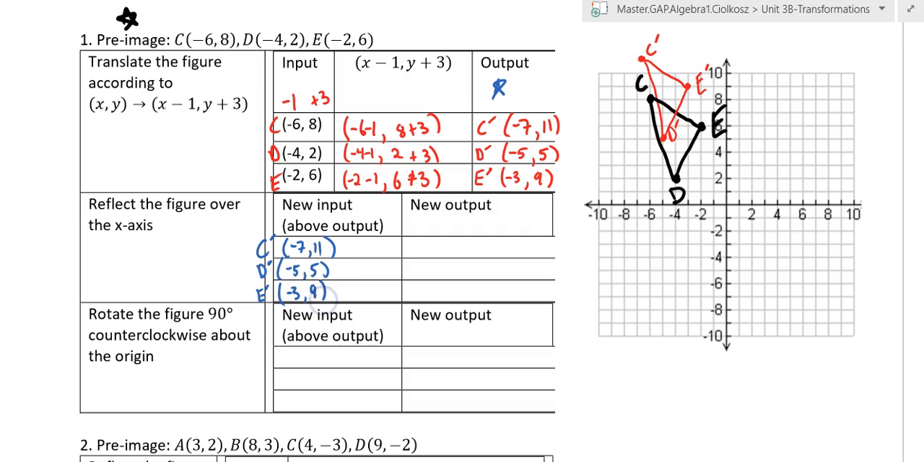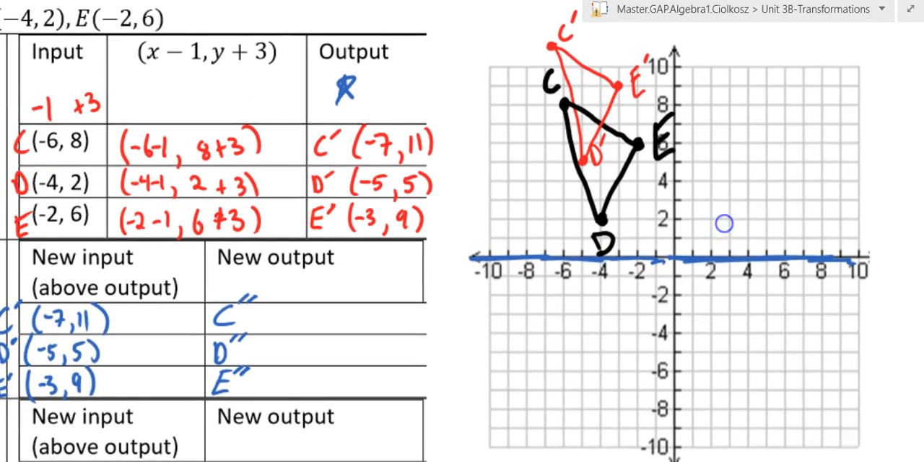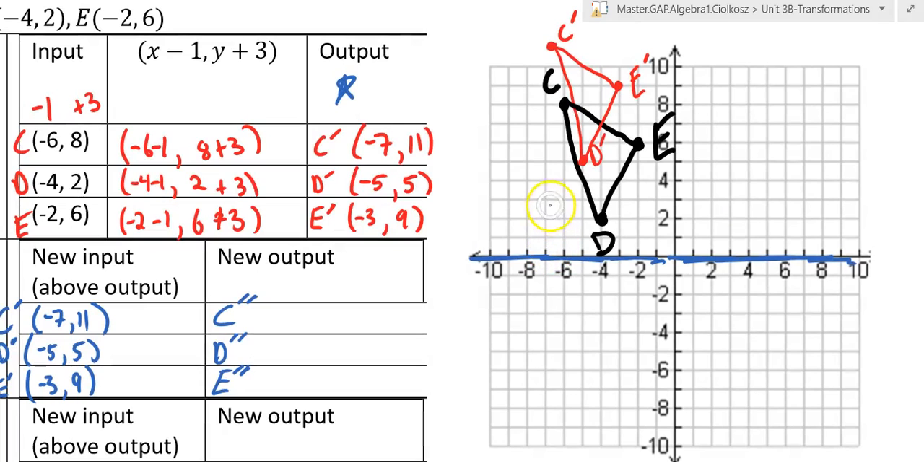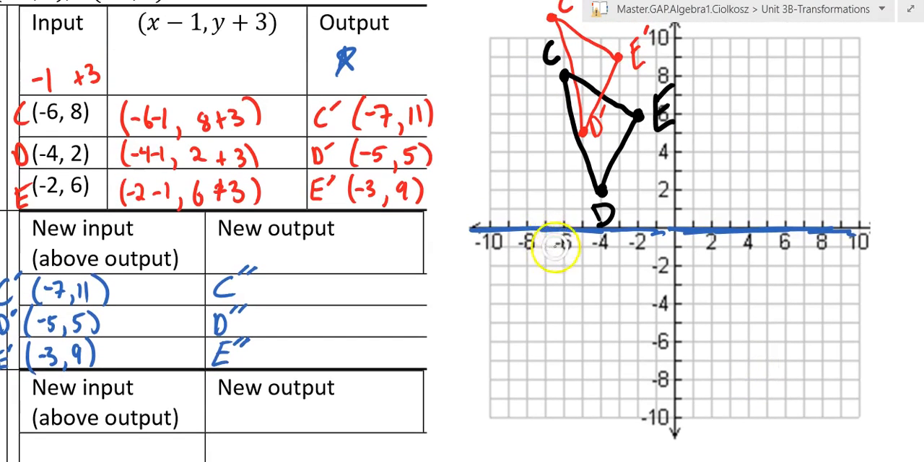Now again, we did reflections. We talked about that whole concept of drawing a line and counting. So here I'm looking at the x-axis. The x-axis is here, so let's highlight that. Then I can just count from my red shape to get my new points. So we're looking for C double prime, D double prime, and E double prime. And it's a double prime because this is the second transformation I'm performing. Let's take a look at C. Well, C is 1, 2, 3, 4, 5, 6, 7, 8, 9, 10, 11 up. So I'm going to go on that same line and go down 11. So that's C double prime.